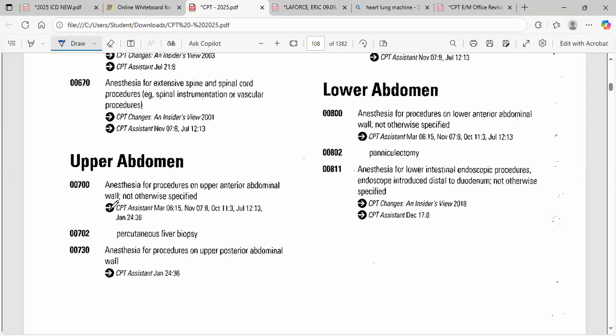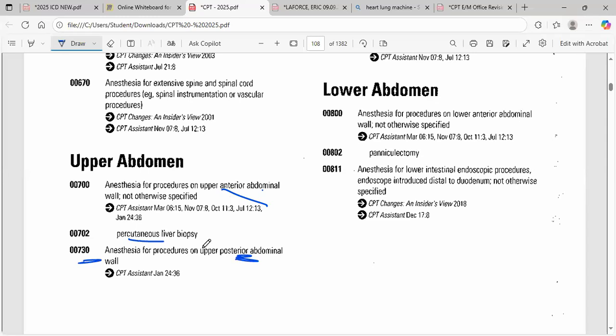Next we have the upper abdominal area. So the anesthesia procedure on the anterior abdominal wall, as its name says, that is on the upper anterior abdominal wall. Then we are going to use this one. If it is a percutaneous liver biopsy, then we are going to use 00720. And if it is on the upper posterior abdominal wall, we are going to use 00730.